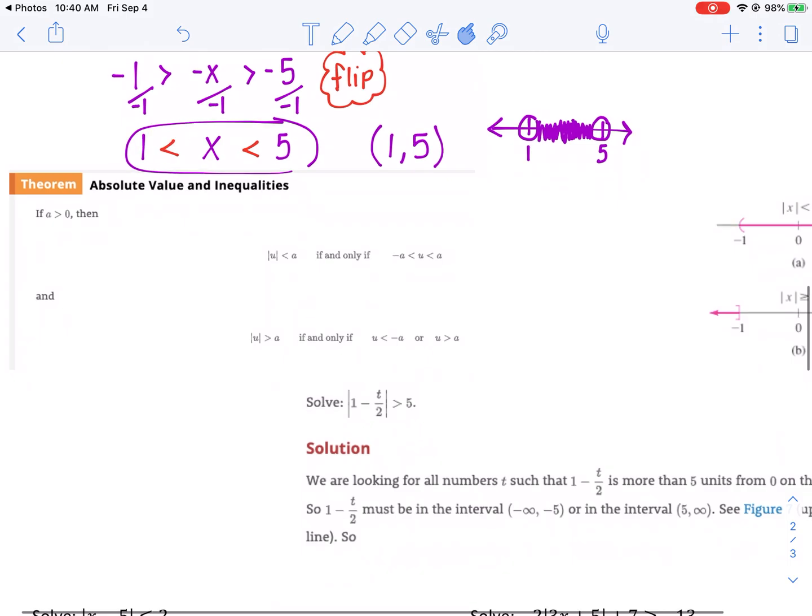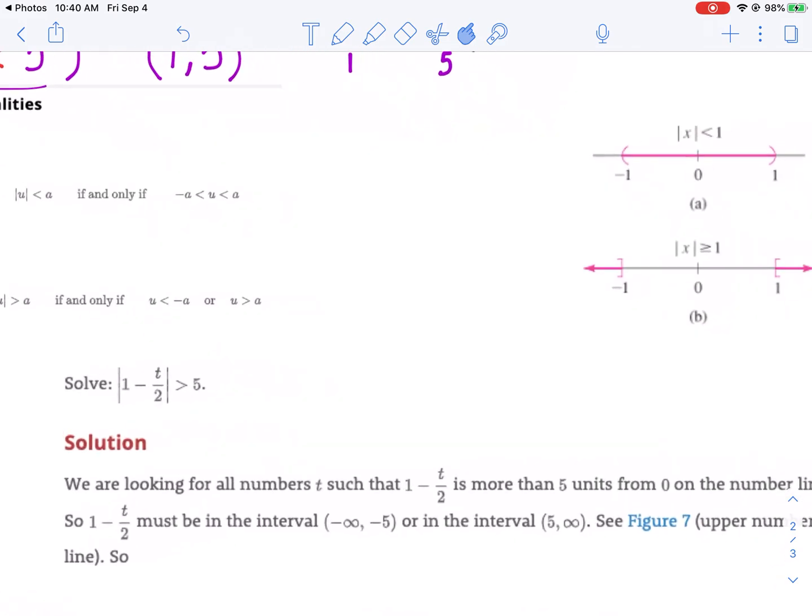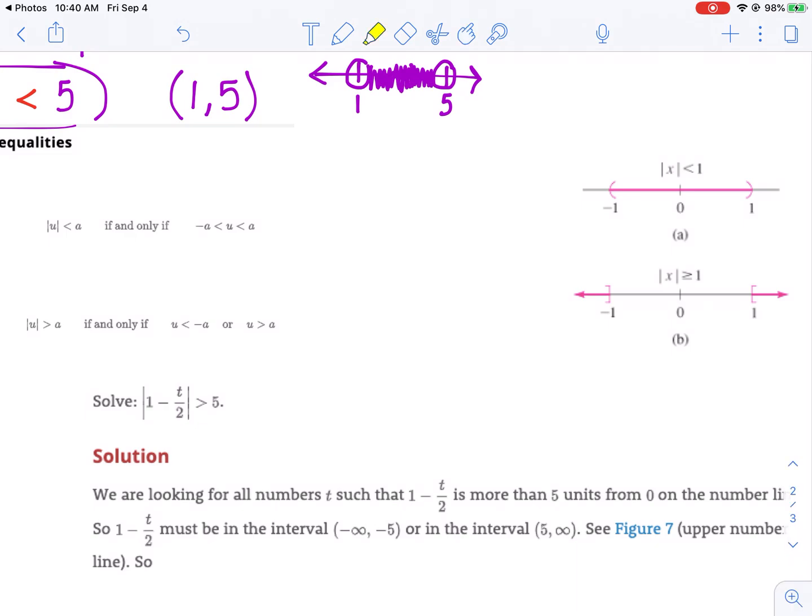Next situation we have is with absolute values and inequality signs. There are two cases that we could see. The first one, and I did right here, the absolute value can be less than a. If that's true, it's saying if and only if u is between negative a and a. Which makes sense. We did this on our first day of inequalities. What's in the absolute value could be positive or negative. What comes out will always be positive. So these are the values it could fall in between.